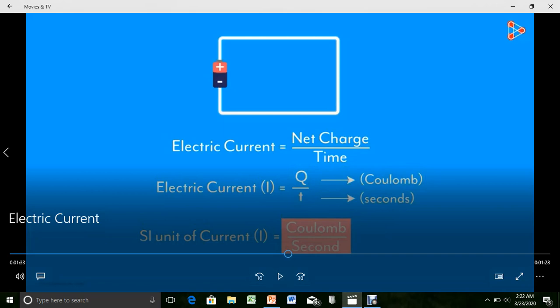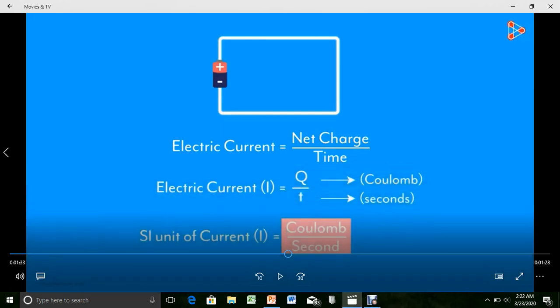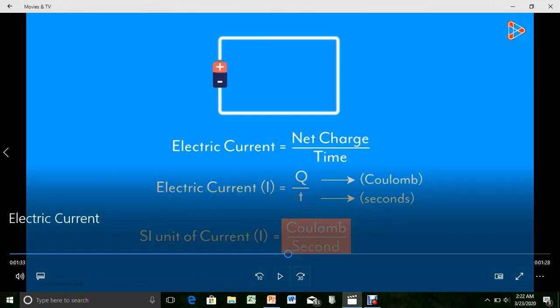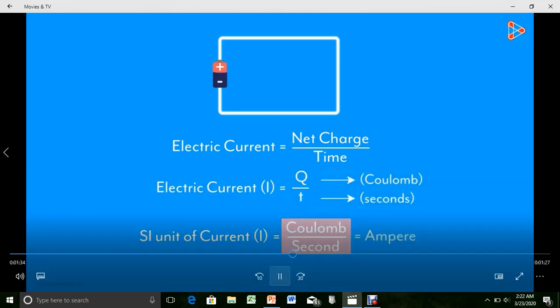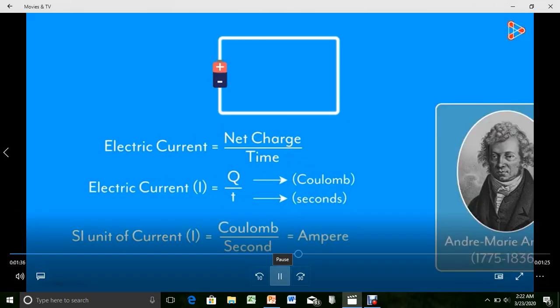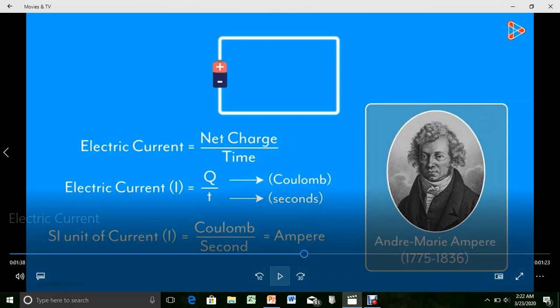Please remember this formula, electric current equals Q over t. Later on in the coming lessons, we will be using a different formula also for electric current. At the end of the chapter, we will have some calculation or solving type questions. It's called Ampere and it's named after the French scientist André-Marie Ampere.